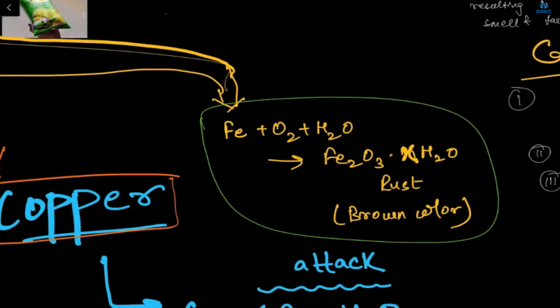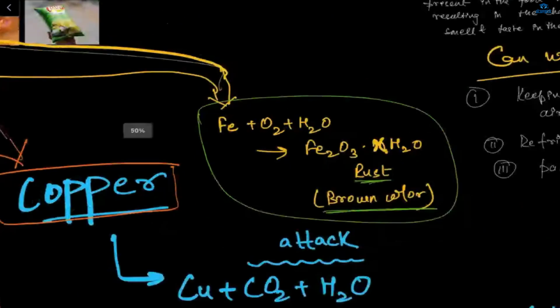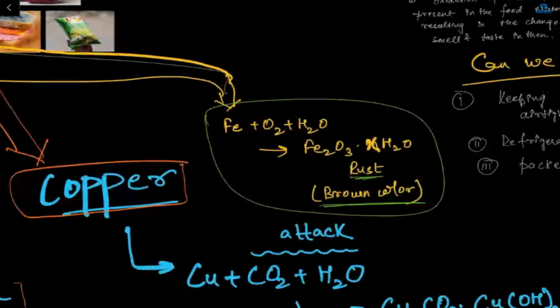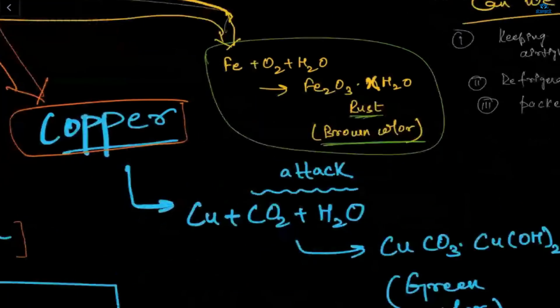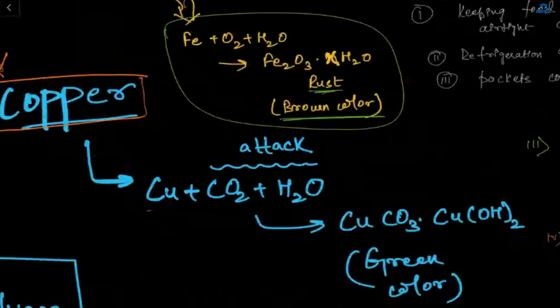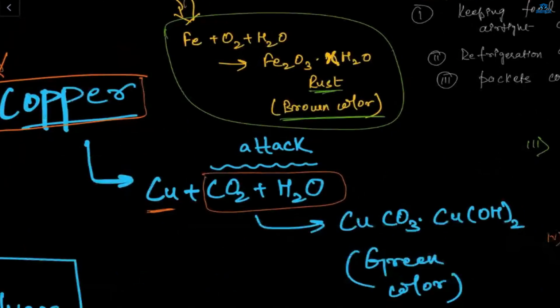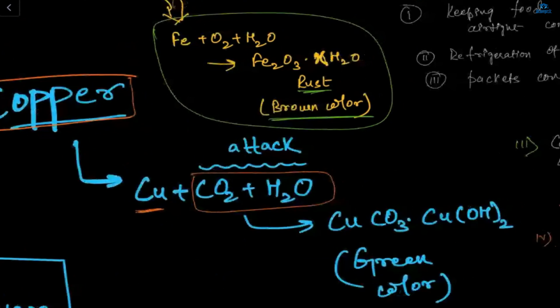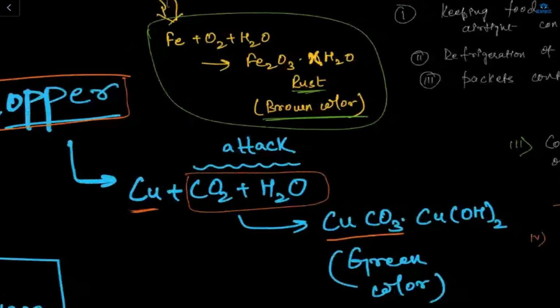Fe2O3 plus X H2O. This is your rust, for the brown color. Brown color is for corrosion. Okay? And for copper, which is of green color, carbon dioxide and water will attack the copper, and copper will turn into green color. So it will be CuCO3 dot Cu(OH)2, which is your green color.